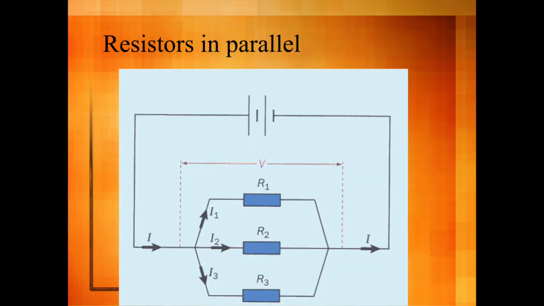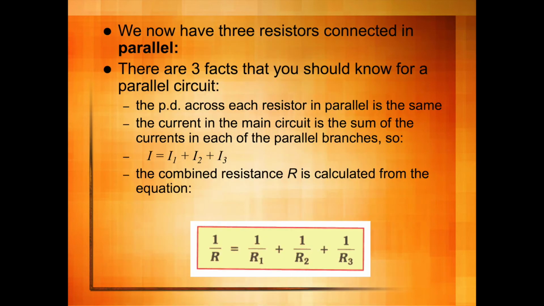When you're looking at resistors in parallel, they set up something like this. The path for the current splits and heads through each resistor independently, and it's structured something like we have here. Three things to keep in mind when you have a parallel circuit. The potential difference across each resistor in parallel is the same, so each path that you take has the same voltage drop from when it starts to when it finishes.